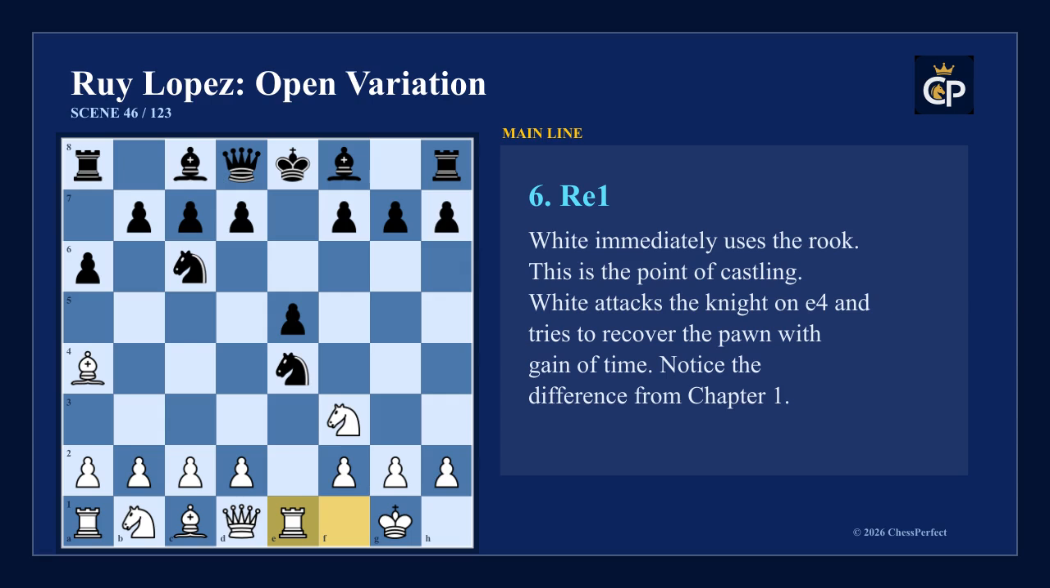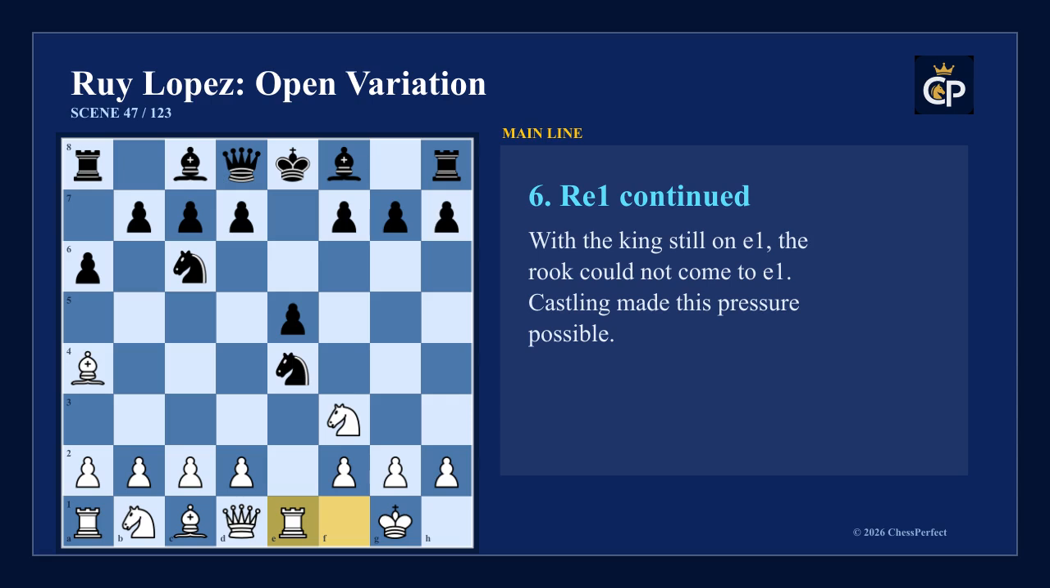Notice the difference from chapter 1. With the king still on e1, the rook could not come to e1. Castling made this pressure possible.